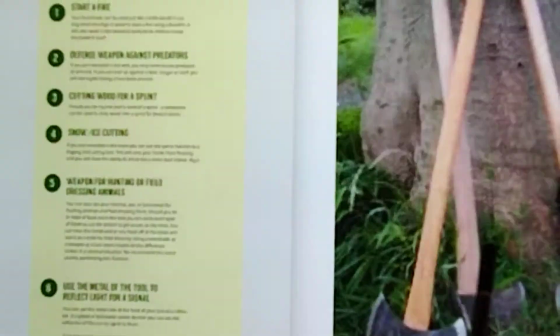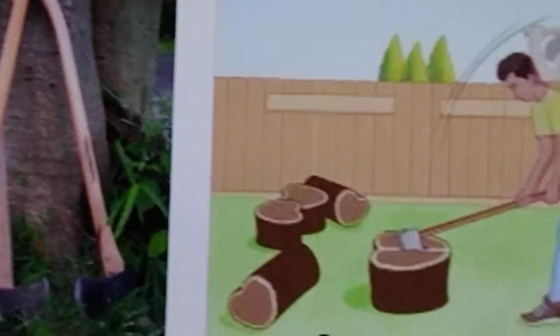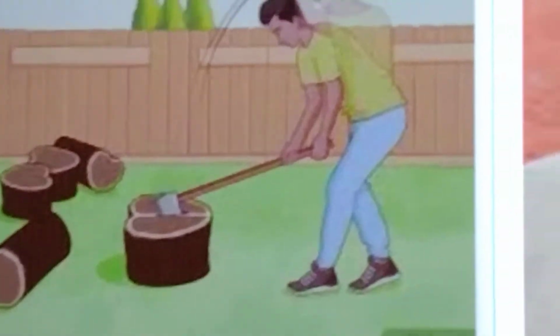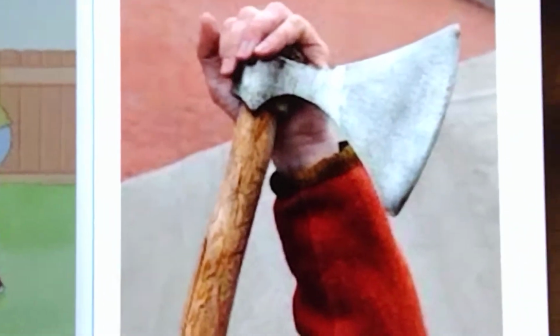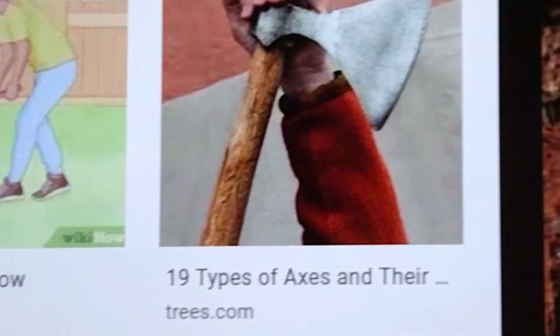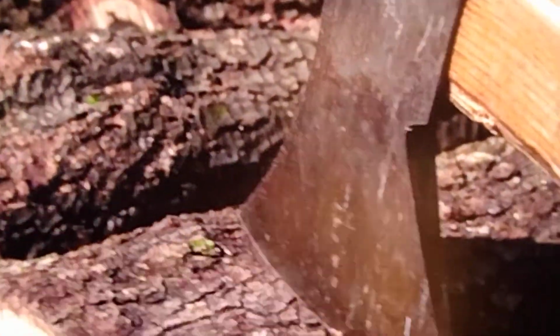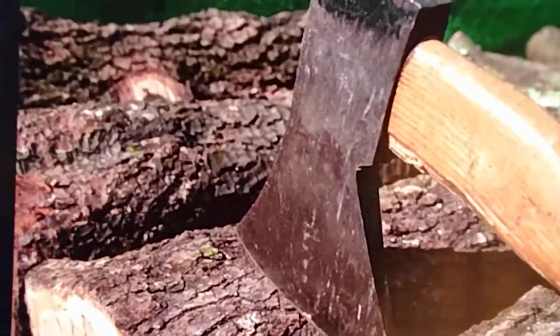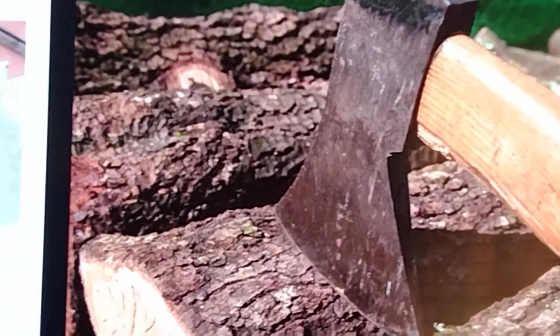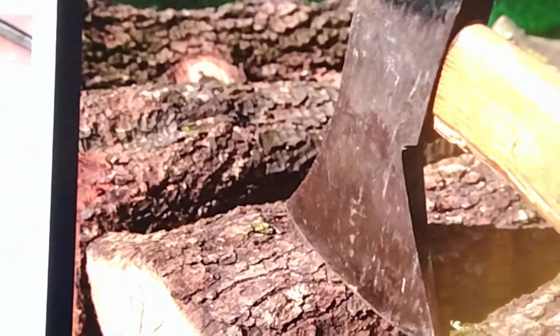This is a picture of an axe. Now an axe is used to cut wood, to chop wood. Look at these pictures. So you get it? I'll show you another picture too. So this is an axe. Okay. Now we follow with the next one.